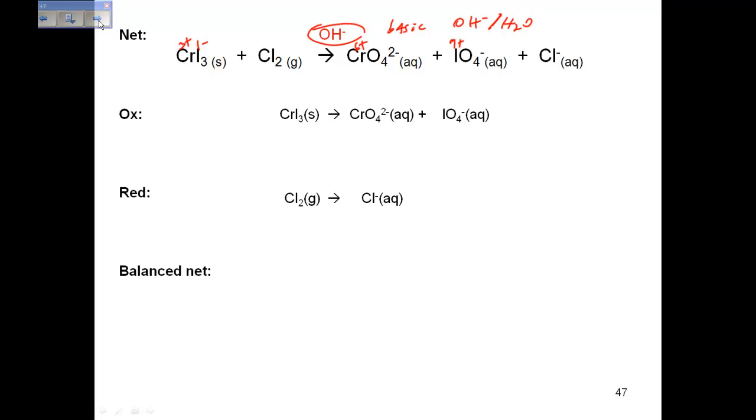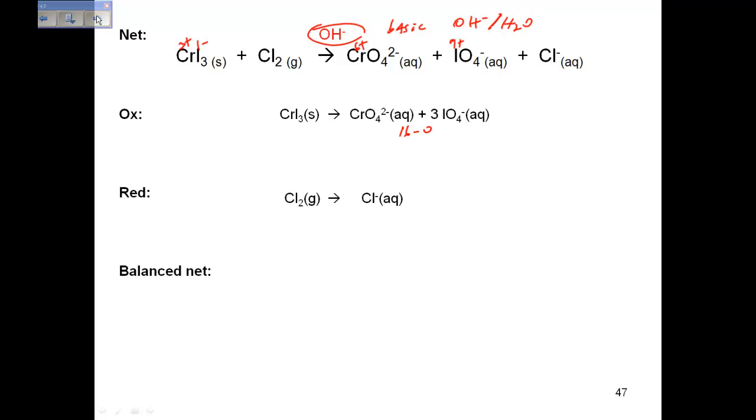So let's do that. Let's handle the oxidation first. I have 1 chromium on both sides, not a problem. I have 3 I's on my reactant side and 1 I on my product side, so I need to fix that by putting the 3 in front of my periodate. And now let's check the oxygens. You see I got 3 4s, that's 12 oxygens, and another 4 from the chromate. That gives me 16 oxygens.